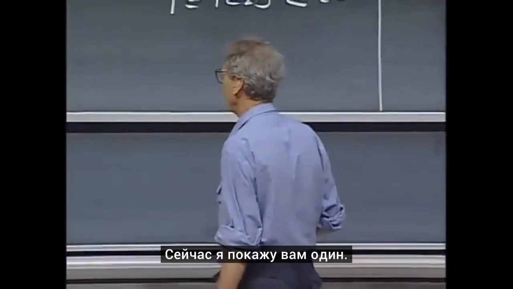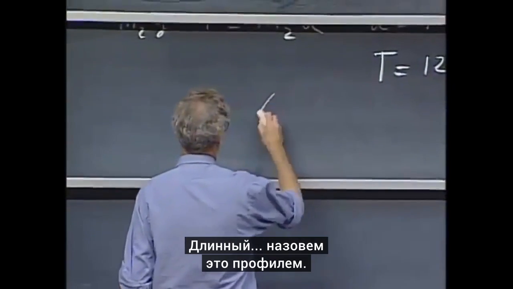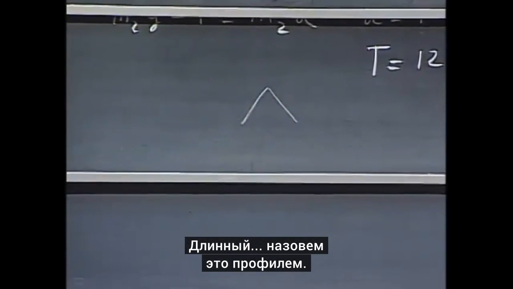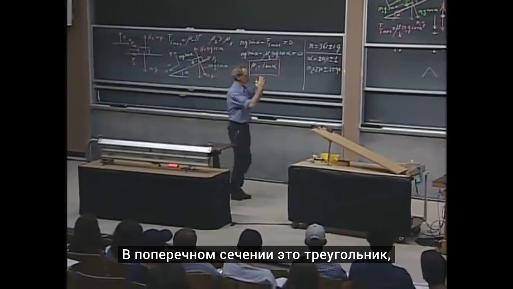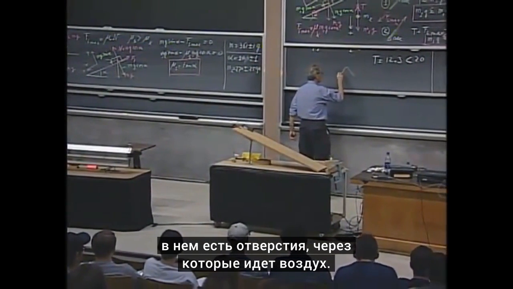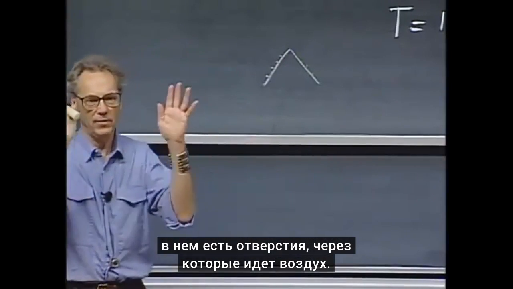I will show it to you in a minute. It is a long, call it a bar for now. Cross-section is a triangular shape, and there are holes in here. And we blow air out of that.